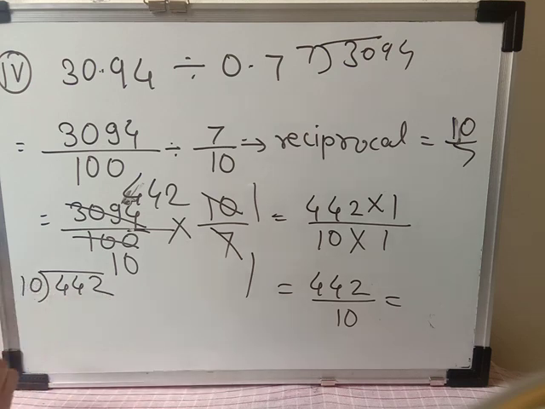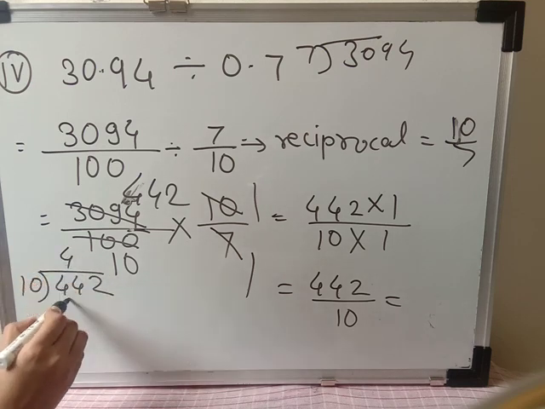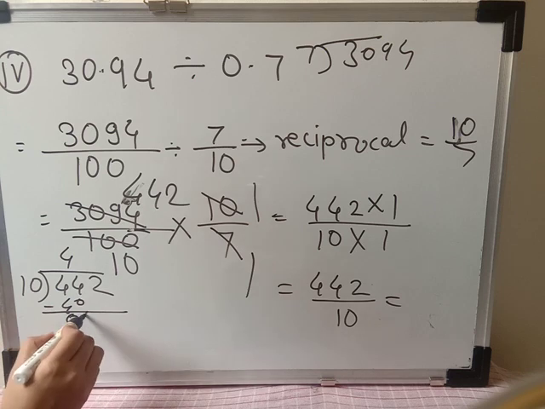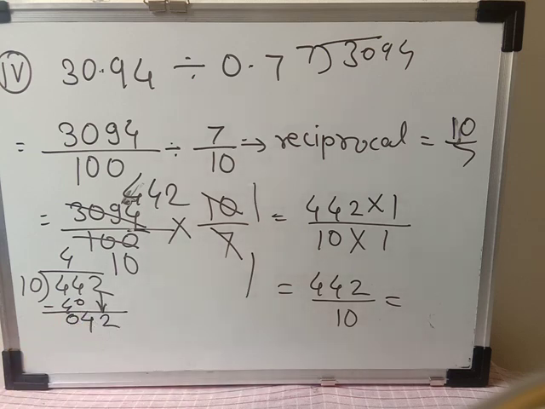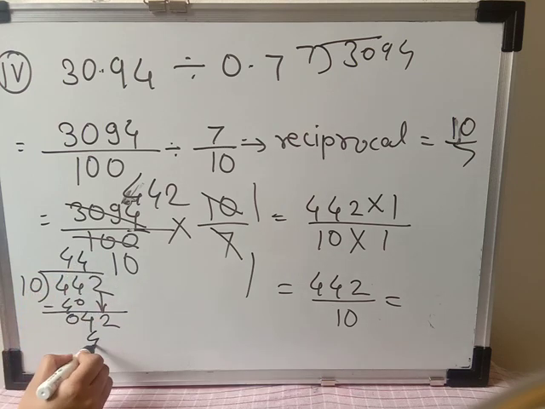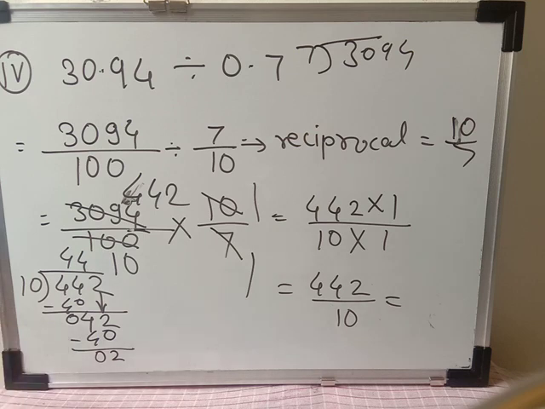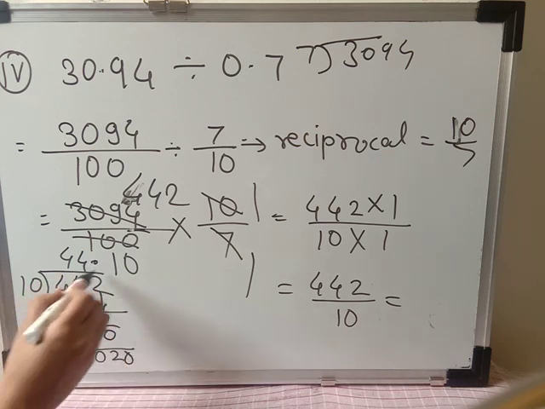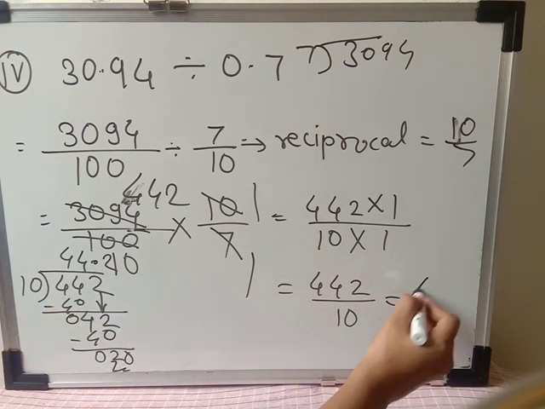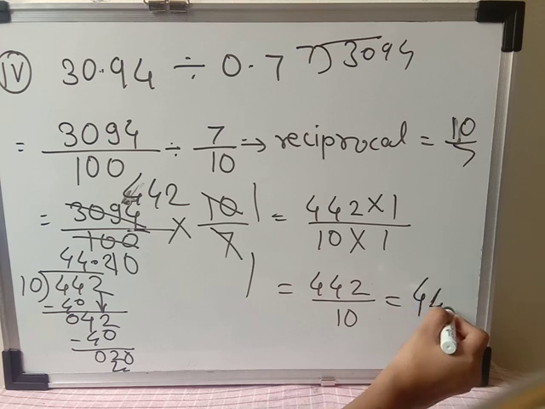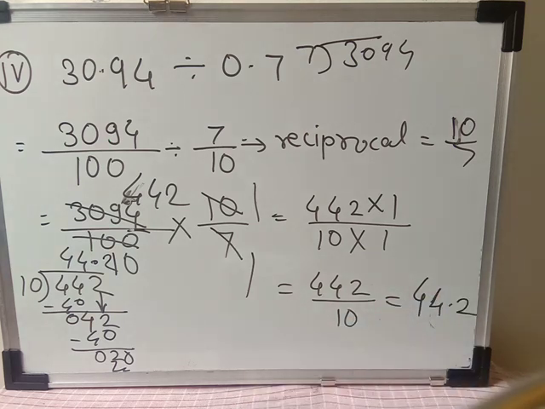442 divided by 10. 10 4s are 40. 0, 4, step 2 down. Here again 10 4s are 40. 2 we can't divide by 10, so we have to take the decimal. 10 2s are 20. So here the answer is 44.2. So in this way you have to do the division. Let's take another example so you will understand it better.